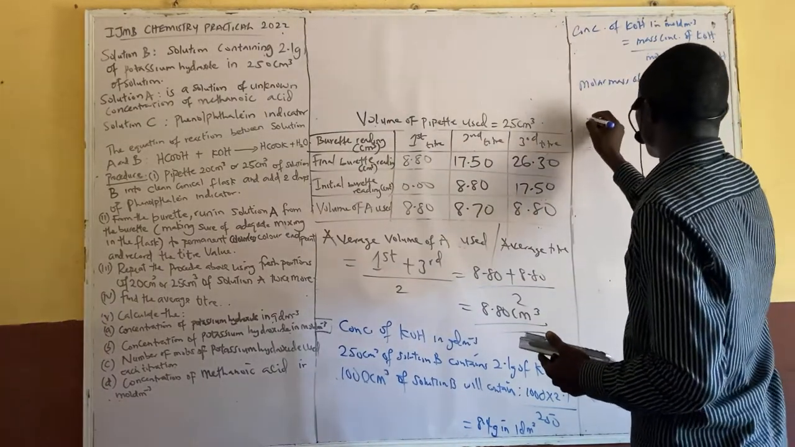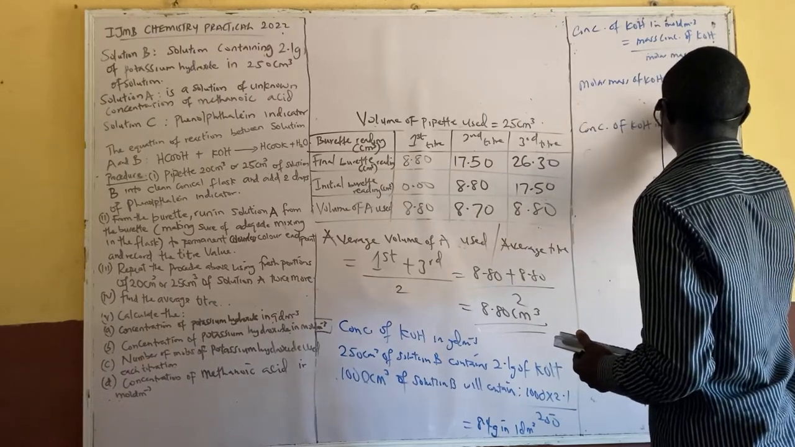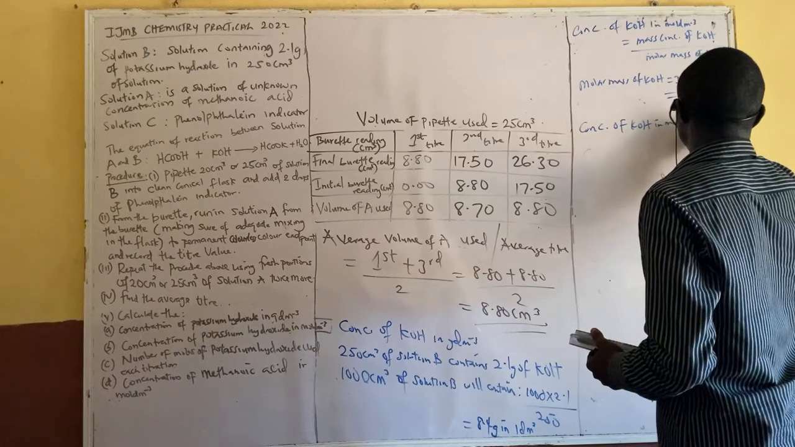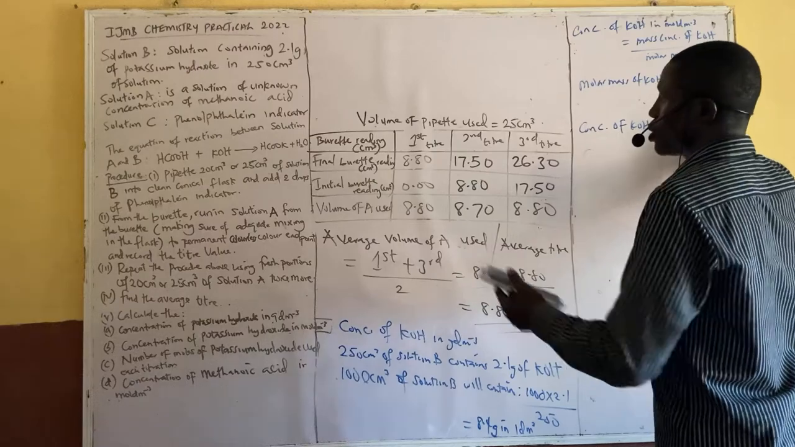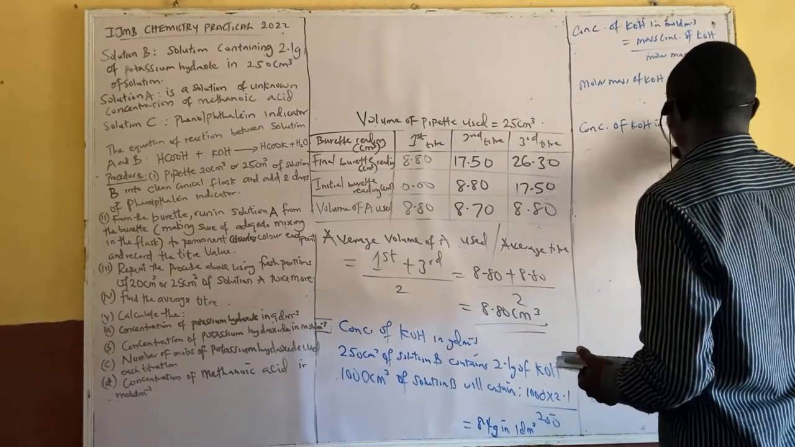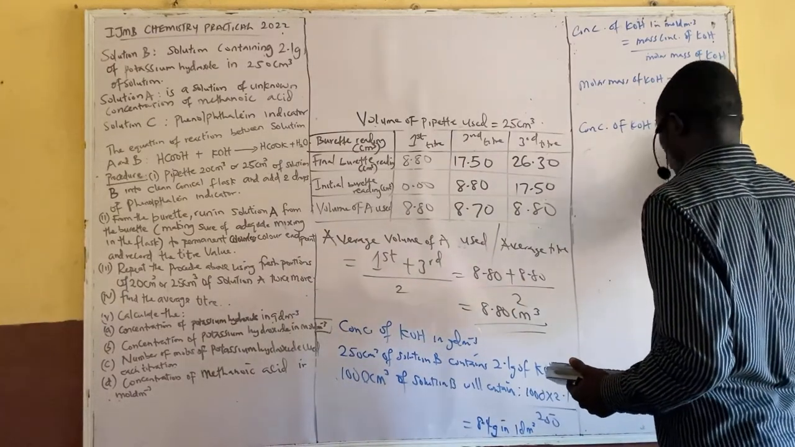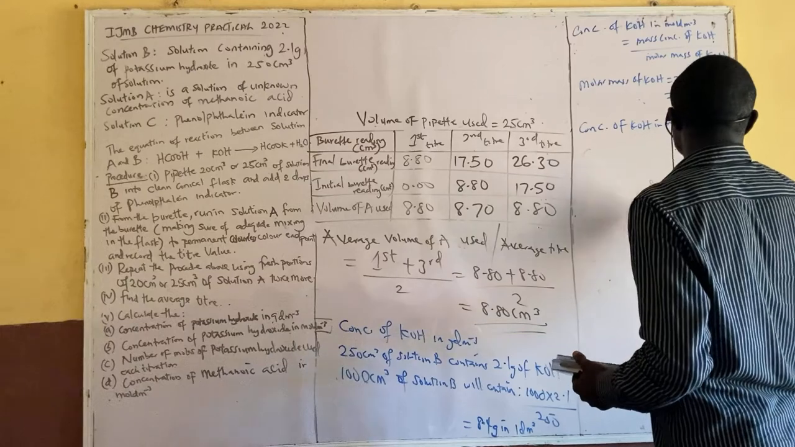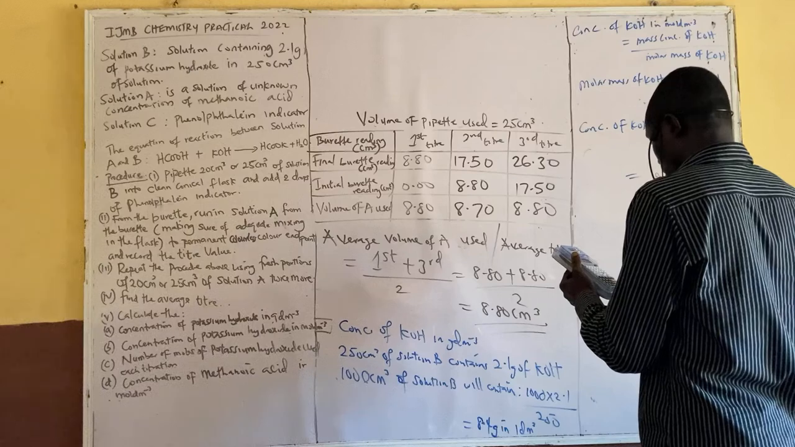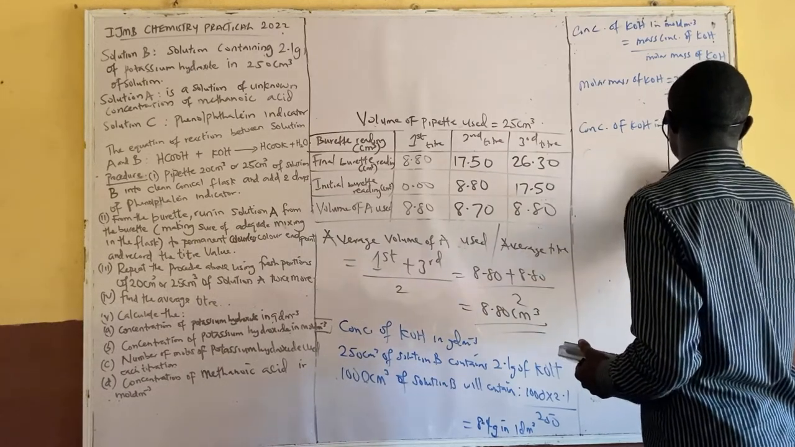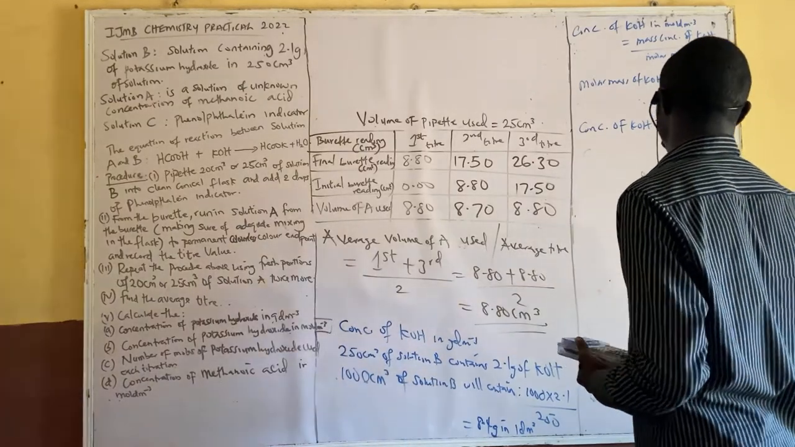So let's go back to the formula. The concentration of KOH in mole per dm cube will be equal to what? Mass concentration, which is 8.4 all over 56. So 8.4 over 56 is what? It is 0.15 mole per dm cube. So that's that about that.